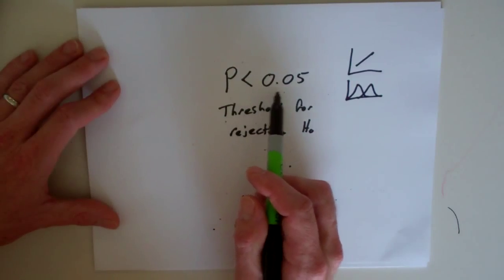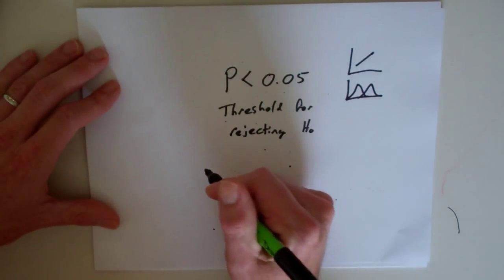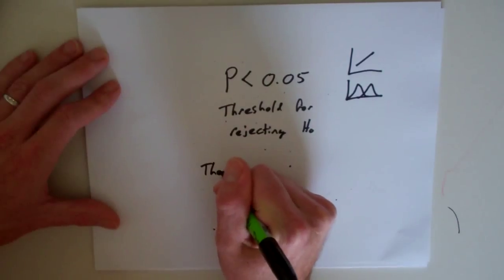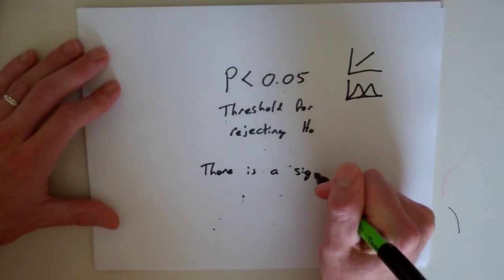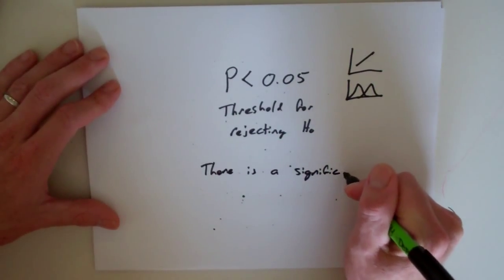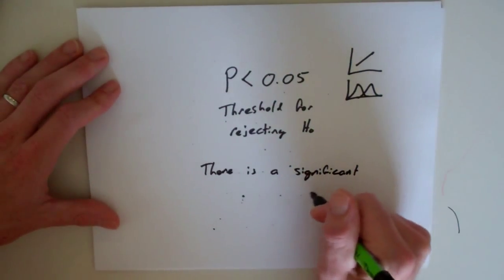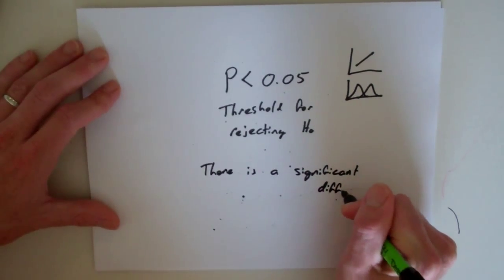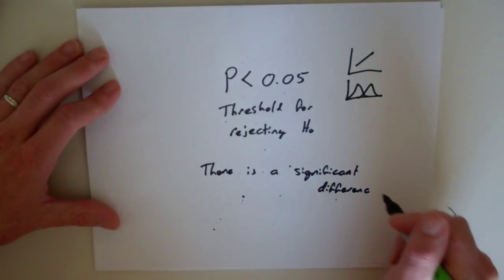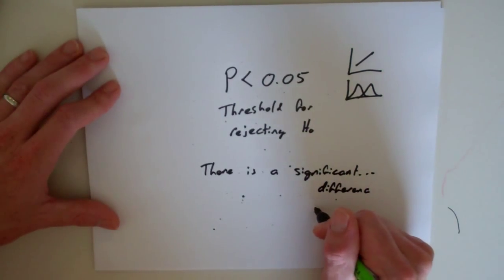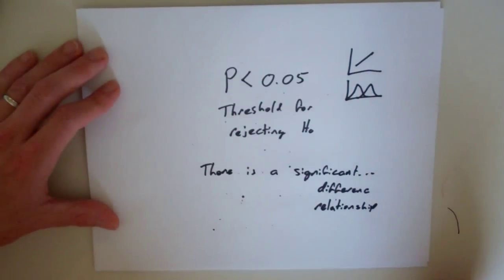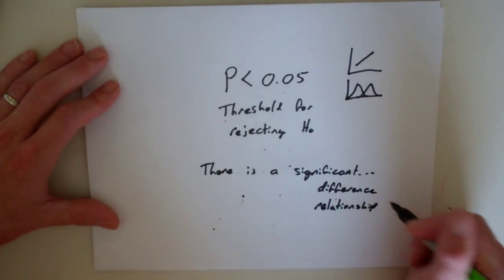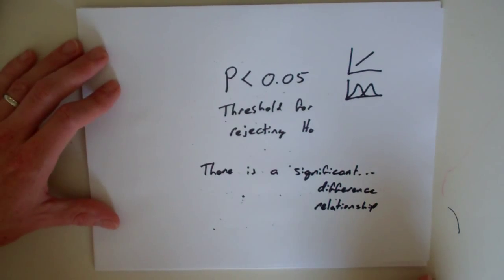So as this goes below 0.05, we start to be able to say that there is a significant difference between groups or relationship between two variables. So that's a quick introduction to the basics of hypothesis testing.